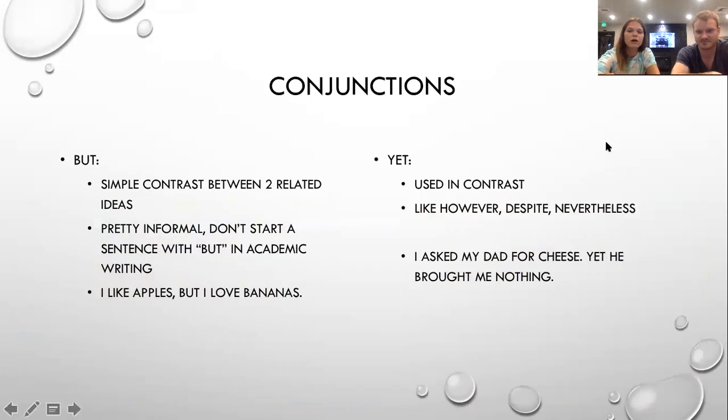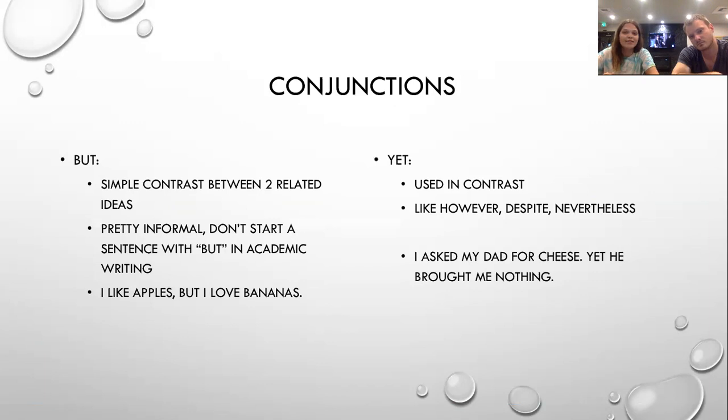So the first way we have to compare two ideas is called conjunctions. For example, we can use but or yet. So but is pretty simple. It contrasts two related ideas. It's also very informal. So when we're writing academic papers, we don't want to start a sentence saying but usually. You can use it a lot in speaking and in less formal writing, but in academic papers, we usually stay away from it. For example, I might say, I like apples, but I love bananas.